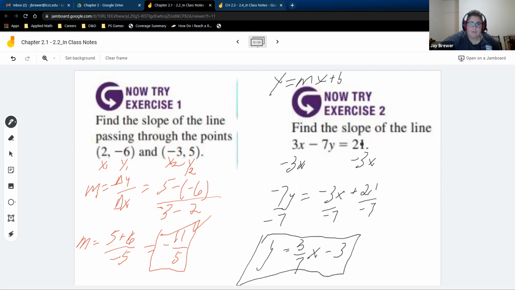That is your equation, but your answer was to find slope. So you want to pull it out. 3/7.